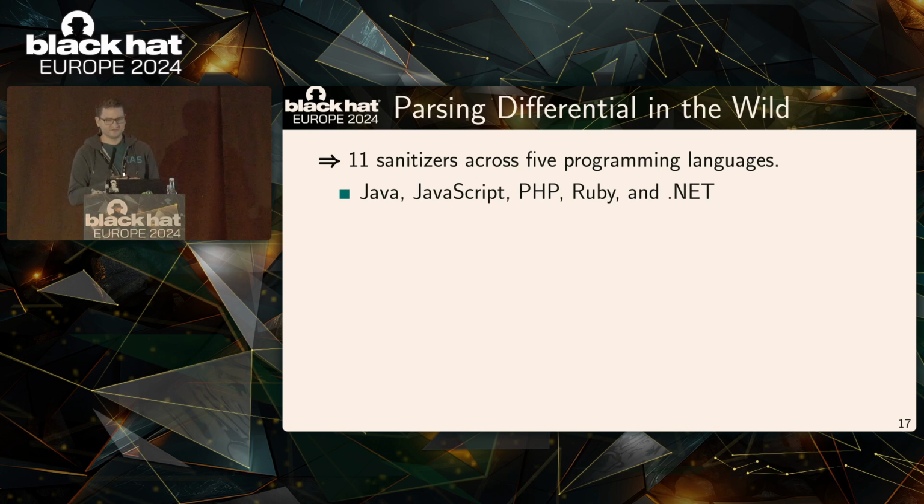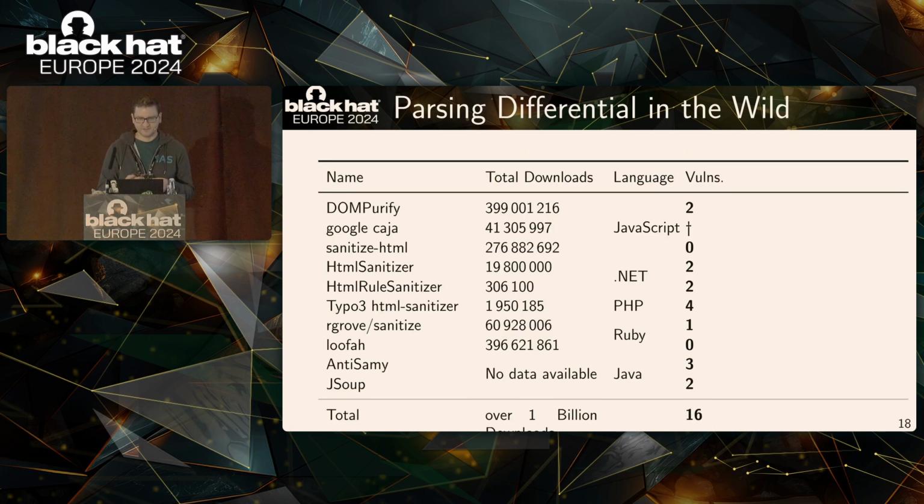We wanted to test it, and we tested it across 11 sanitizers, across 5 programming languages, and you can see they're popular programming languages: Java, JavaScript, PHP, Ruby, and .NET. So a lot of big websites are written in those languages. If you look at the sanitizers we looked at, you will probably recognize some names if you're in the web security field, like DOMPurify, or for example AntiSamy, which is an OWASP project, and Typo3, which is like the German WordPress.